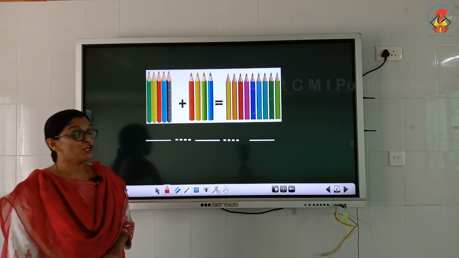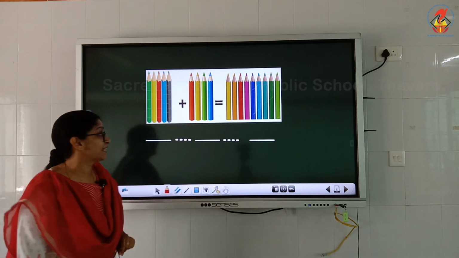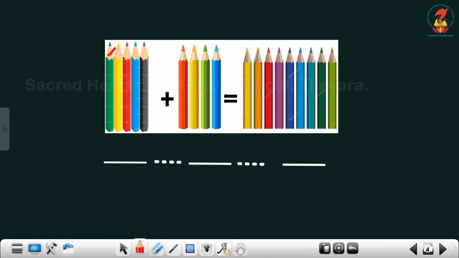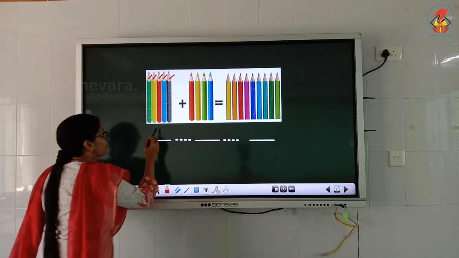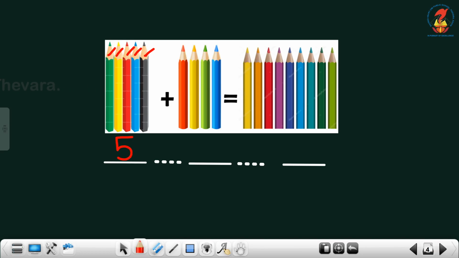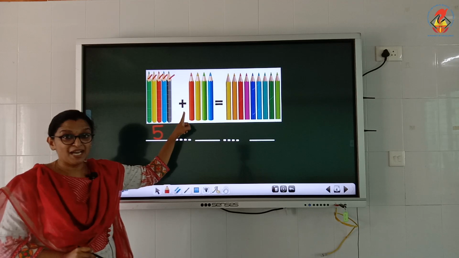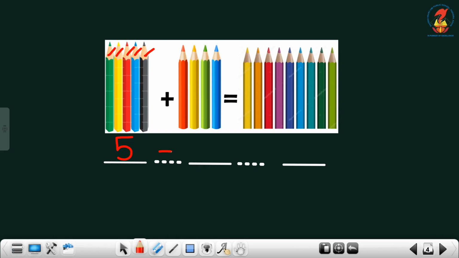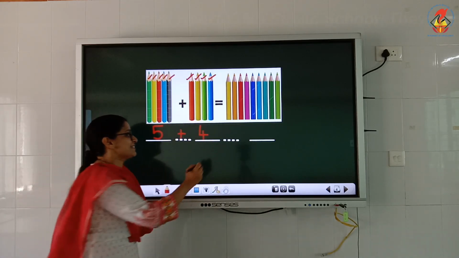Here we have two groups of color pencils. In our first group, we have 1, 2, 3, 4, 5. 5 color pencils. So, I will write here number 5. Then we need to put a plus sign. Plus. Now count the color pencils in the second group. 1, 2, 3, 4. So I write here number 4. Then we need to put equals.